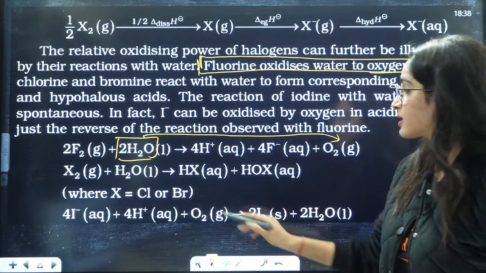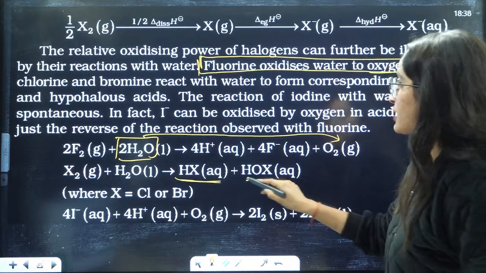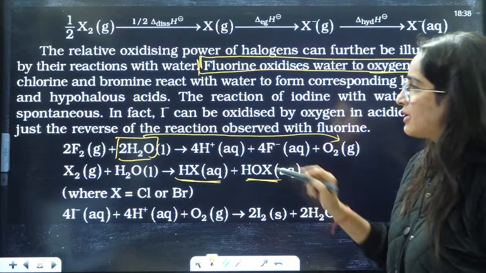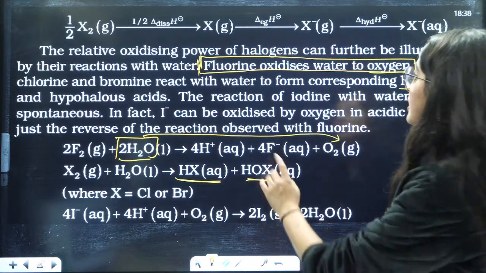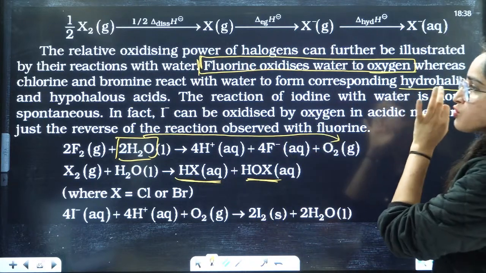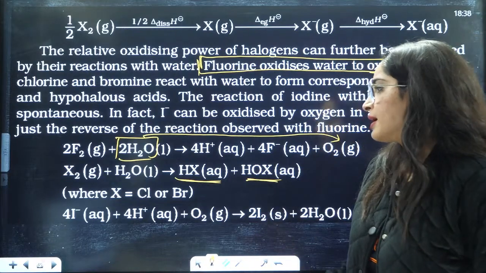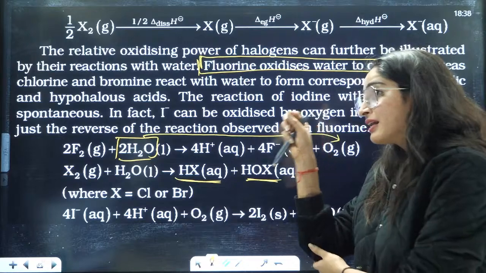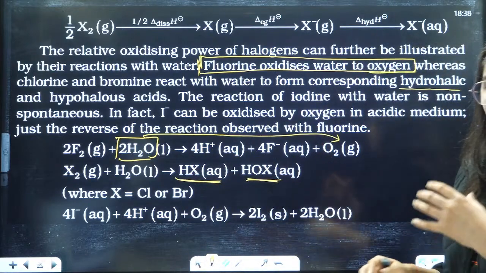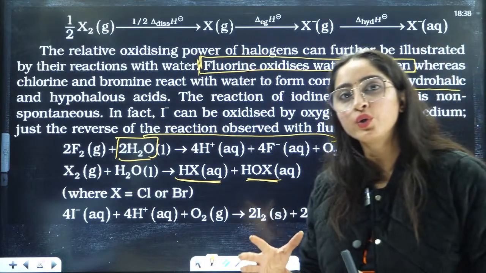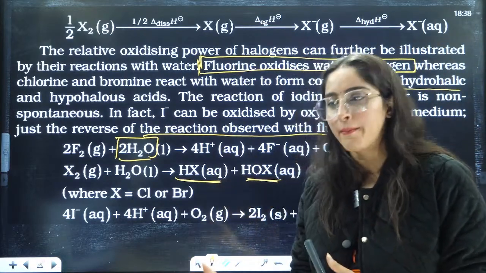Rather, it will oxidize it to HX and HOX, that is hydrohalic and hypohalous acids, right? The reaction of iodine with water is non-spontaneous. We have to make it happen, right? So this is I negative. It's not a very spontaneous reaction, right? We have to use some external energy to make it happen, right?